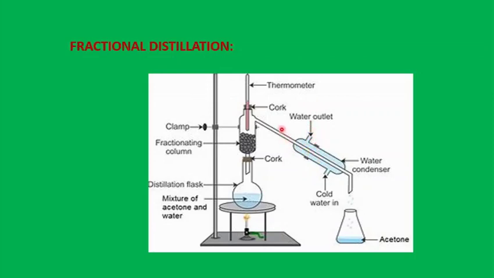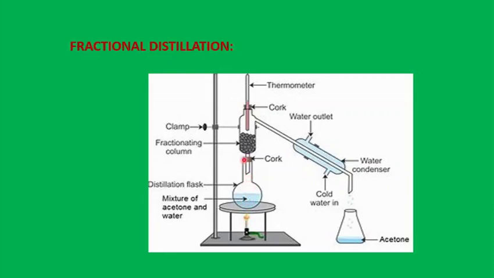The cool vapor which passes through the thin tube condenses here, changes into liquid, and is collected in the receiver flask. So in this experiment, the mixture of two miscible liquids is taken in the distillation flask and it is heated slowly by using the burner.